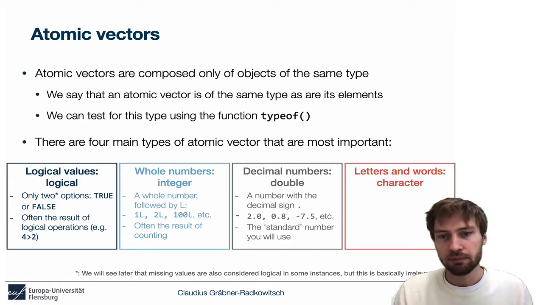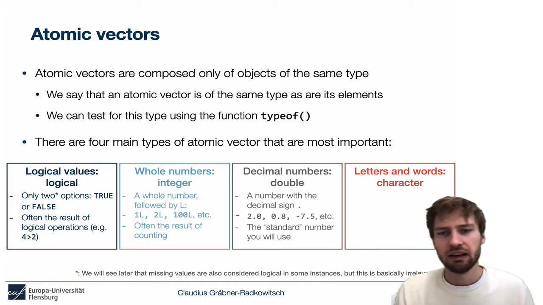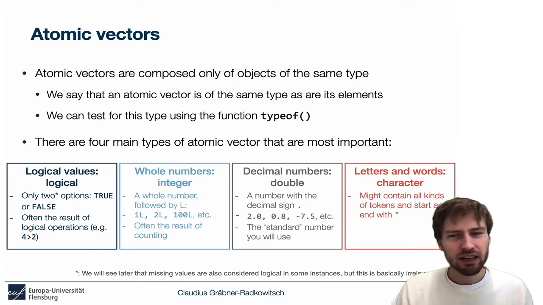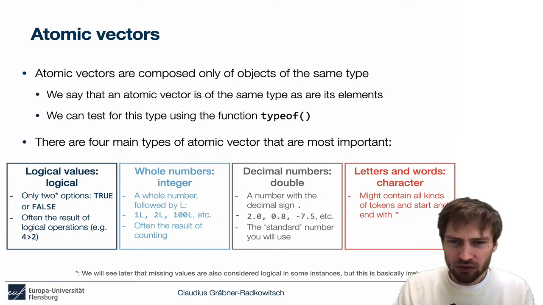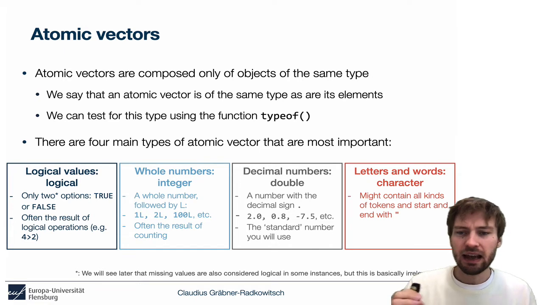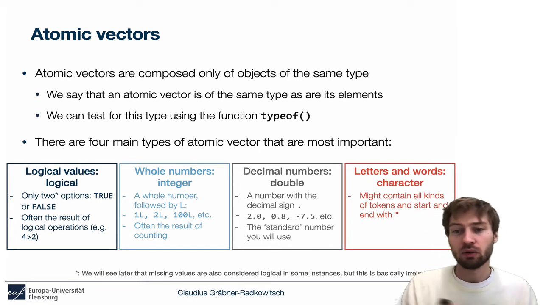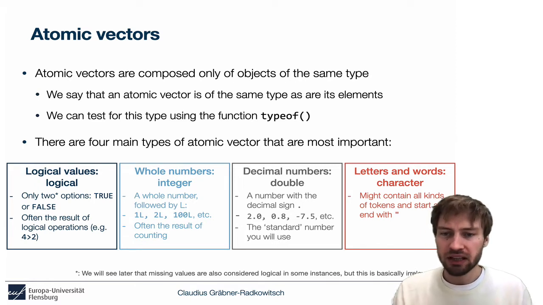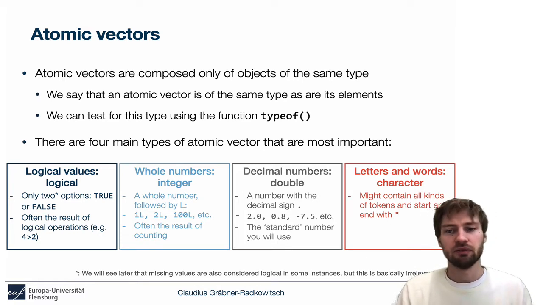Now, the fourth type is what we as humans would call letter or words. In R, this object type is called character. Actually, characters do not need necessarily be words. They can contain all kinds of tokens. The only important thing is that they begin and end with quotation marks. Actually, they can begin or end with double or single quotation marks, but these quotation marks at the beginning and the end of a string are what make it a character in the sense of R uses it.